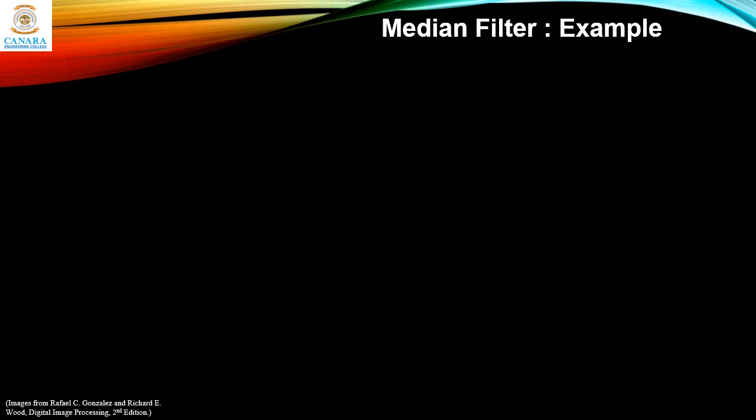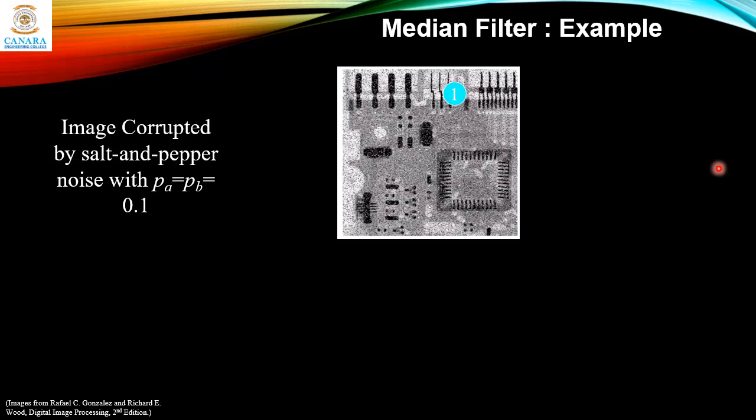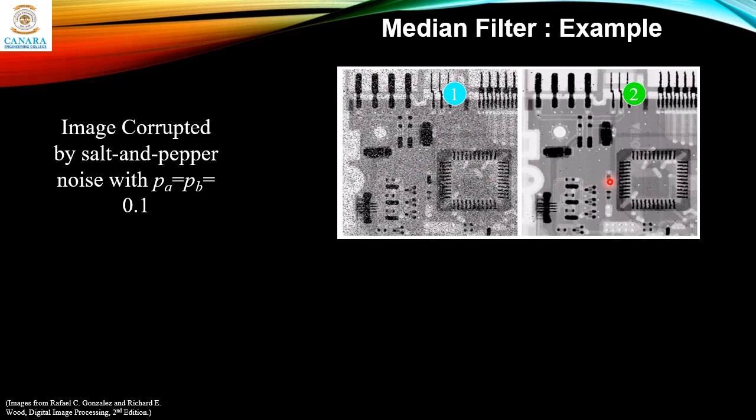Let us see the effect of using median filter multiple times on a corrupted image. So here is your test image, which is basically corrupted by salt and pepper noise with probability 0.1. Now if we pass this image through a median filter, this is the result. The improvement is significant, but several noise points are still visible.